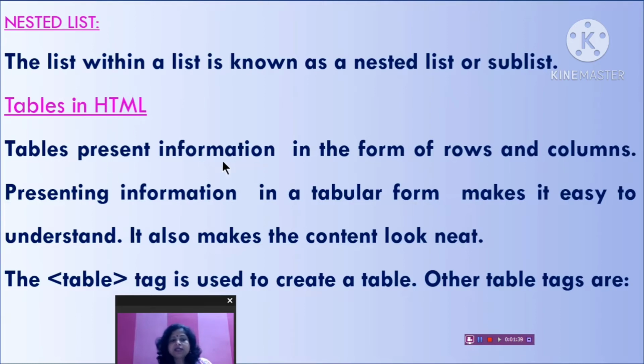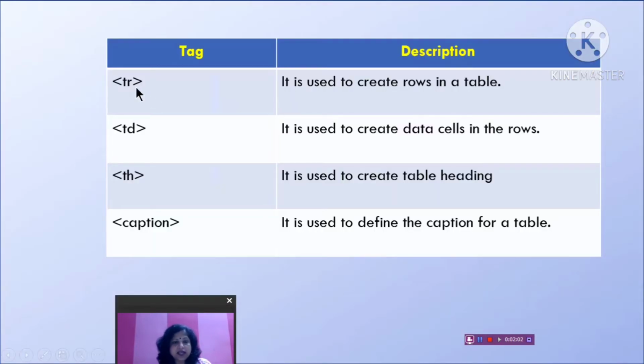Tables present information in the form of rows and columns. This is very common information that all of you know. Presenting information in a tabular form makes it easy to understand. It also makes the content look neat and clean. The table tag is used to create a table. Other tags are the TR tag. TR stands for table row. It is used to create rows in a table.